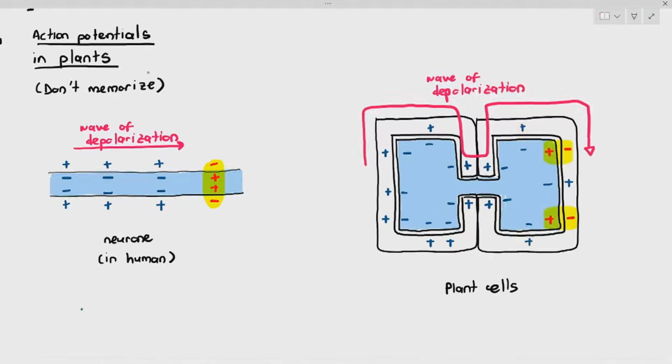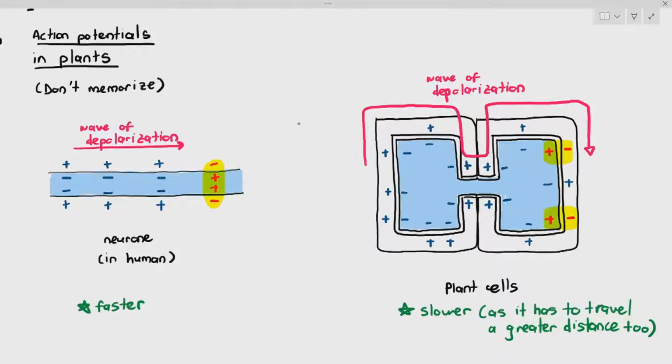The only difference here is the depolarization is faster in humans because the axon is just a straight line. But for the plants, it is slower because it has to travel over a greater distance, and the cytoplasm will provide a bit of resistance. The plasmodesma makes it difficult for action potentials to travel, but the principle is very much still the same. There is an action potential traveling along the plant cells as well. The only difference is it doesn't use a nervous system. It doesn't use neurons. But the principle remains the same.